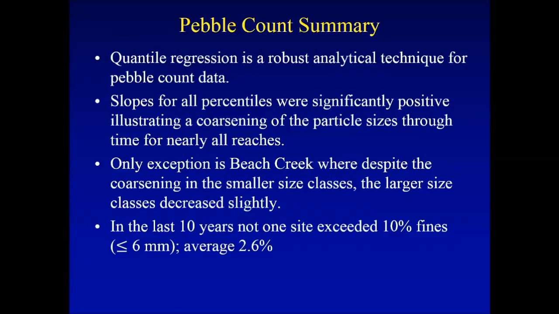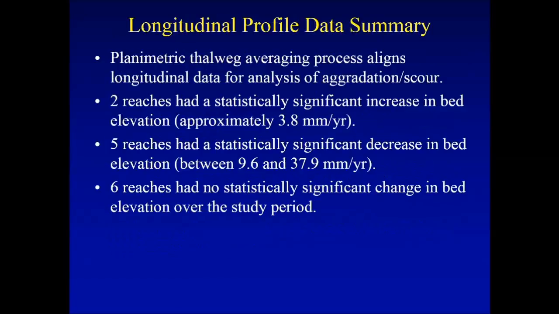So in aggregate, for all 13 sites, 2 sites had a statistically significant increase in bed elevation. 5 of the sites had a statistically significant decrease, those highlighted in green. The yellow are the increases. The ones not highlighted had no statistically significant change. And here's the slope, which on this analysis represents change in meters per year over the time period.